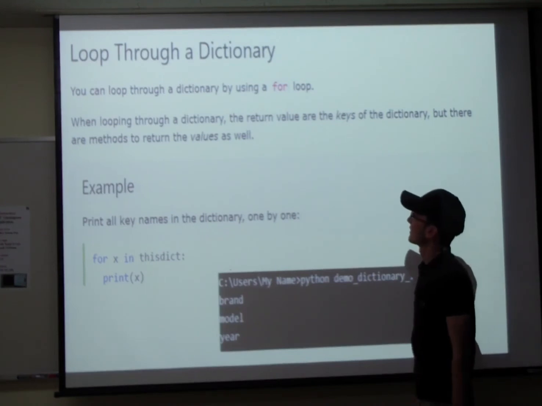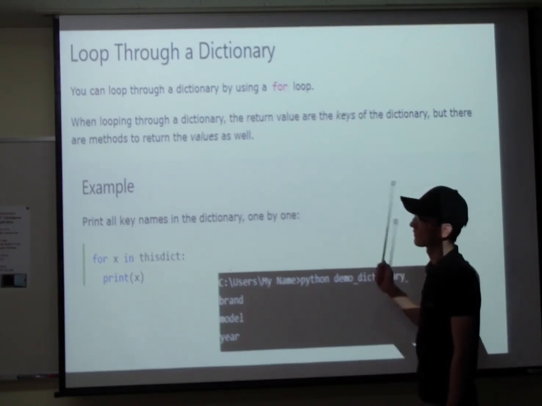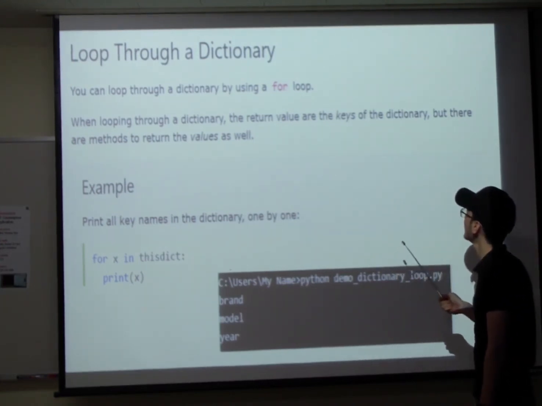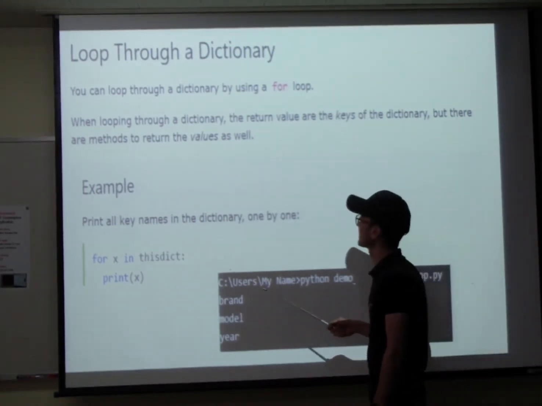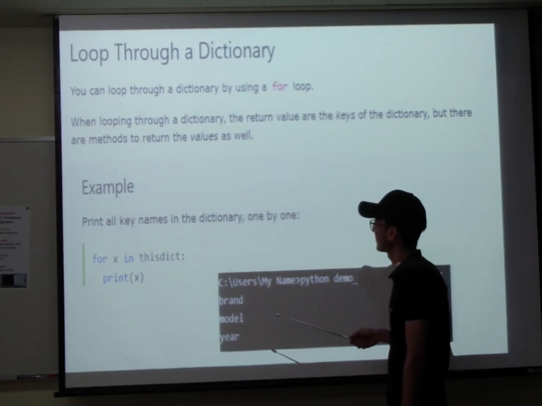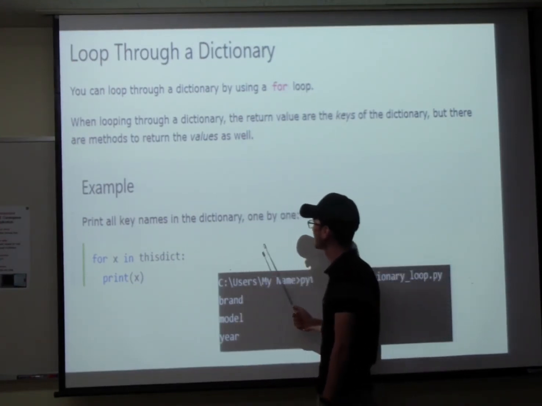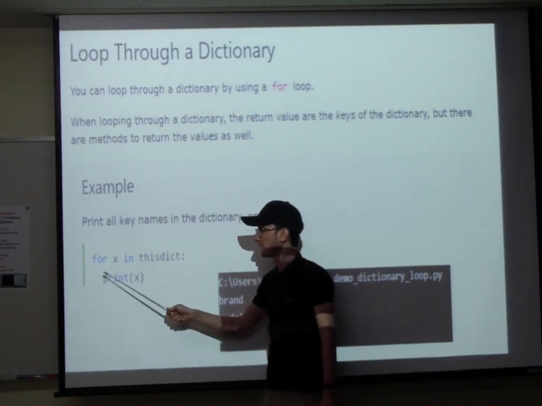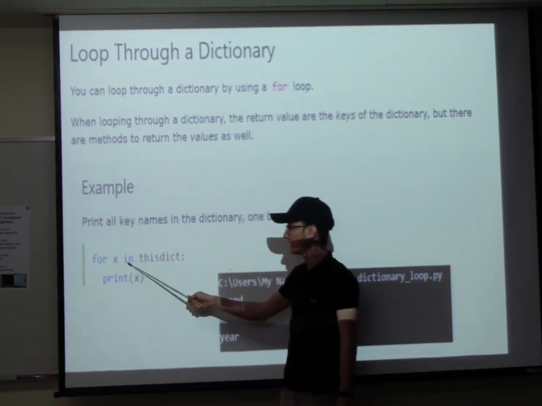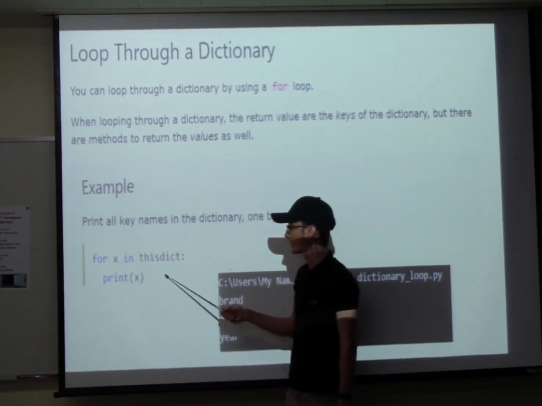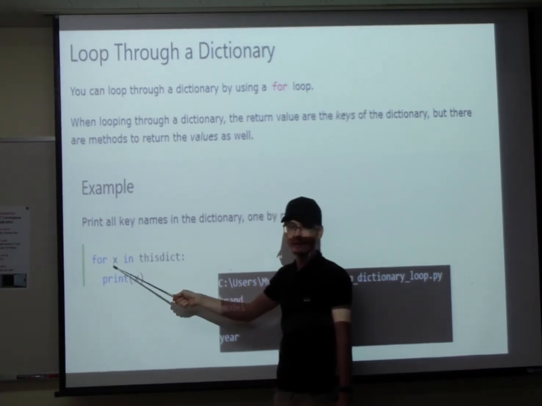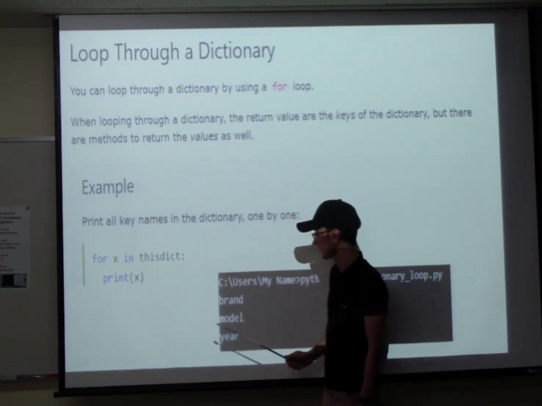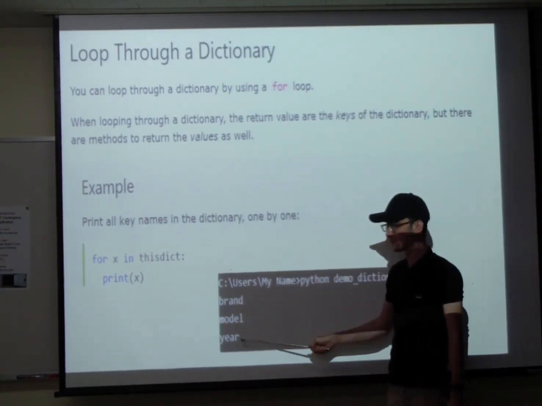Loop through a dictionary. You can loop through a dictionary by using a for loop. For example, when looping through a dictionary, the return values are the keys of the dictionary, but there are methods to return the values as well. Example, print all key names in the dictionary one by one. We are using a for loop here, and we put here a variable x in our dictionary. So our x variable will get not the values, but the keywords. We have these keywords: brand, model, year.